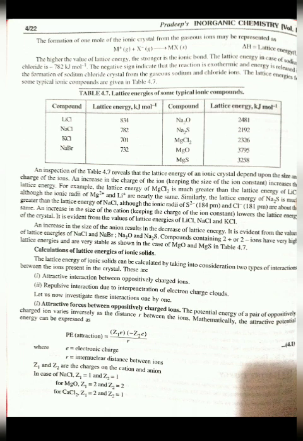Mathematically, the attractive potential energy can be expressed as PE attraction is equal to Z1e into minus Z2e upon r, where e is electronic charge, r is equal to internuclear distance between ions. Z1 and Z2 are the charges on the cation and anion. In case of NaCl, Z1 is equal to 1 and Z2 is equal to 1. For MgO, Z1 is equal to 2 and Z2 is equal to 2. For CaCl2, Z1 is equal to 2 and Z2 is equal to 1.